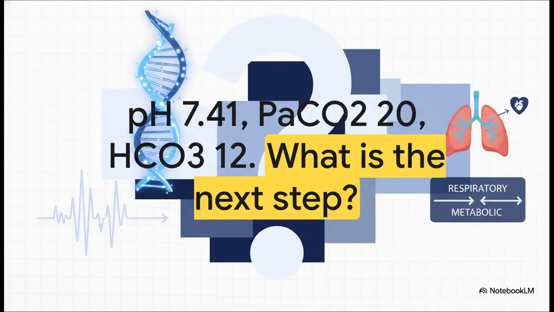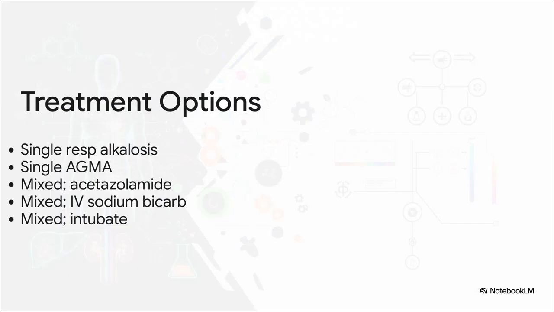Let's put this to the test. Consider this clinical scenario carefully. A patient presents with tinnitus, tachypnea, a pH of 7.41, PaCO2 of 20, and HCO3 of 12. What's the correct pathophysiologic mechanism and next step? Getting this right hinges on identifying those dual mechanisms rather than falling for the trap of assuming simple respiratory compensation. All right, let's exhaustively break down the option matrix here.